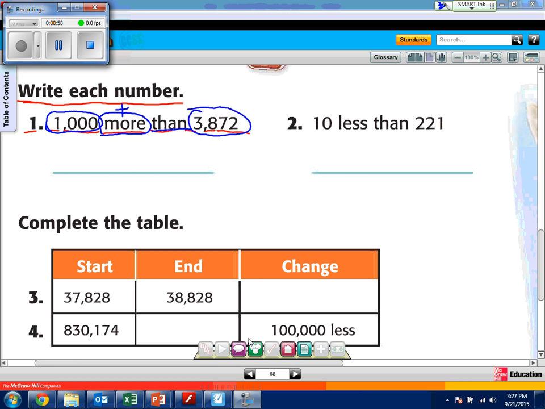3,872. So what I'm going to do is I'm going to go ahead and think to myself, here's the ones place, the tens place, the hundreds place, here's the thousands place. So my 3 is in that thousands place. And I'm going to go ahead and go one more than that. So I need to take a look at this 3. I'm going to add a 1 onto it. And of course that's going to be a 4. Now, because I'm adding 1,000 onto it, these other numbers do not change. So my new number, a number that is 1,000 more than this, is 4,872.